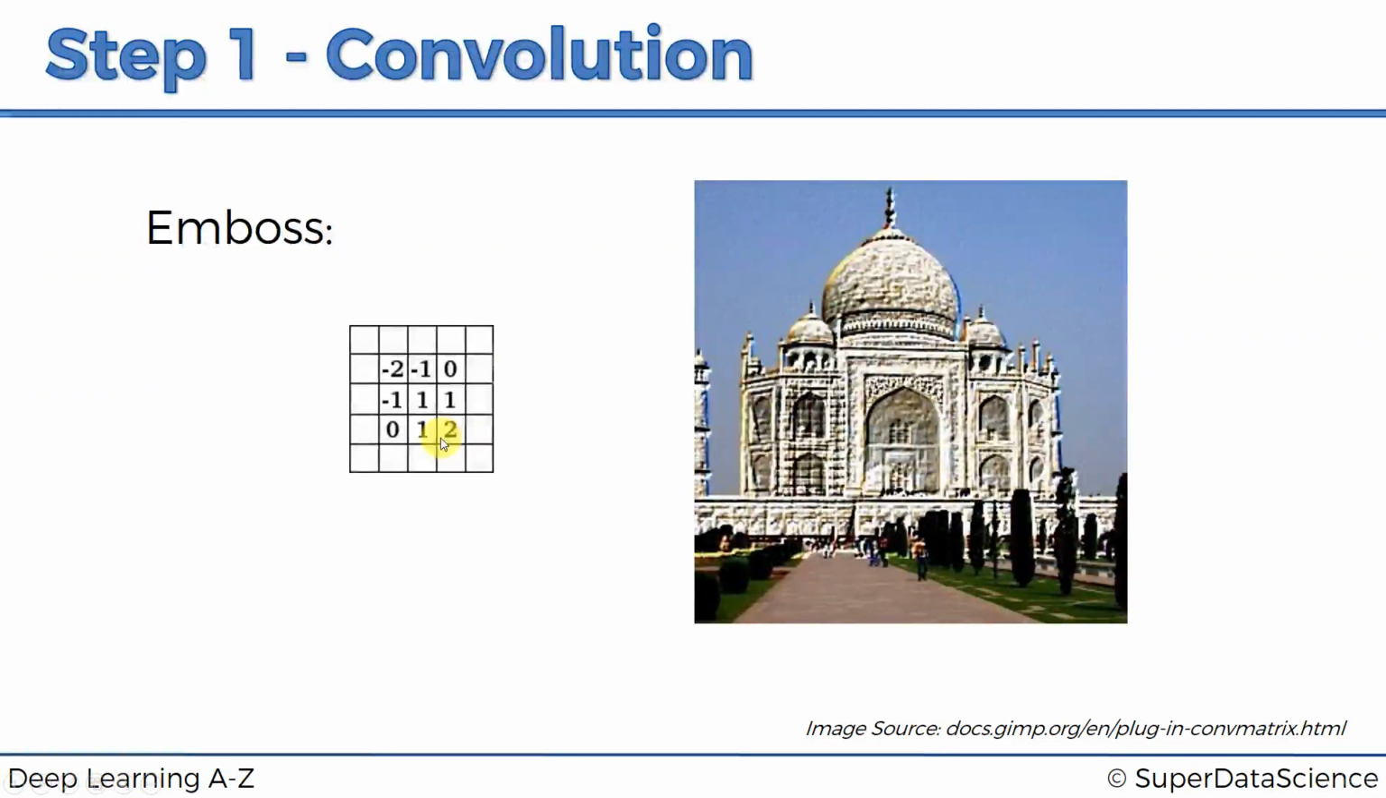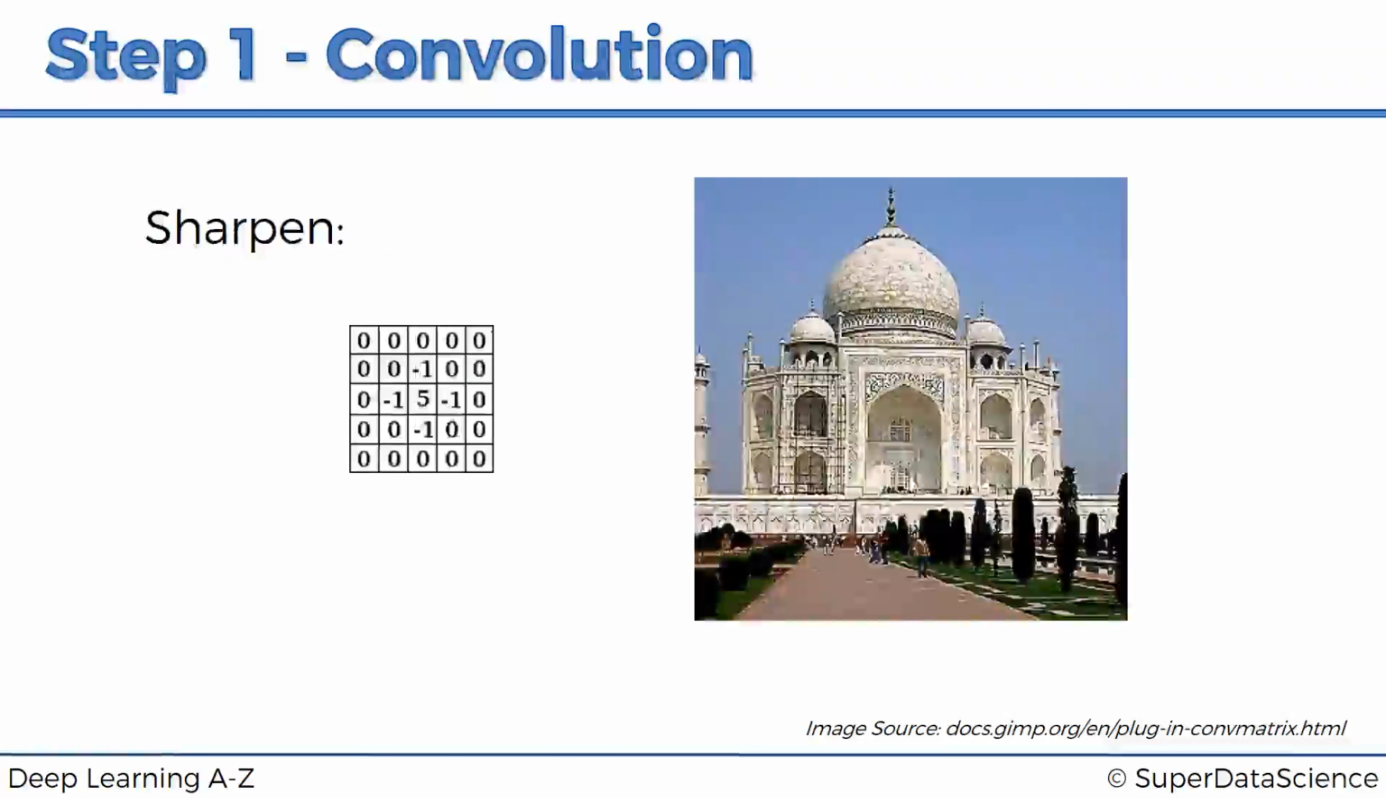Emboss. Another one. So the key here is that it's asymmetrical, and you can see the image becomes asymmetrical as well. So you get that feeling that it's standing out towards you, and that's what you get when you have minuses here and pluses here. Again, this is getting a bit technical now, but at least we can get some kind of intuitive understanding.